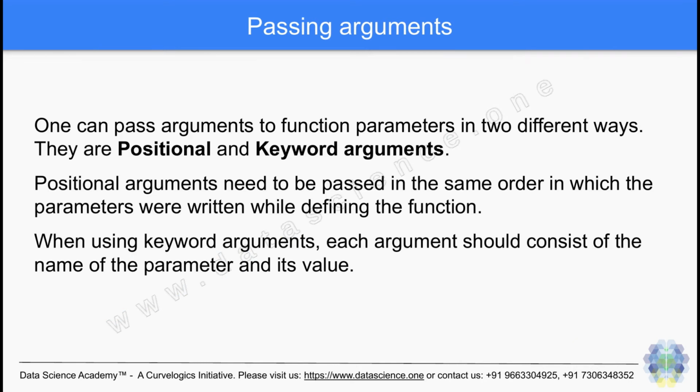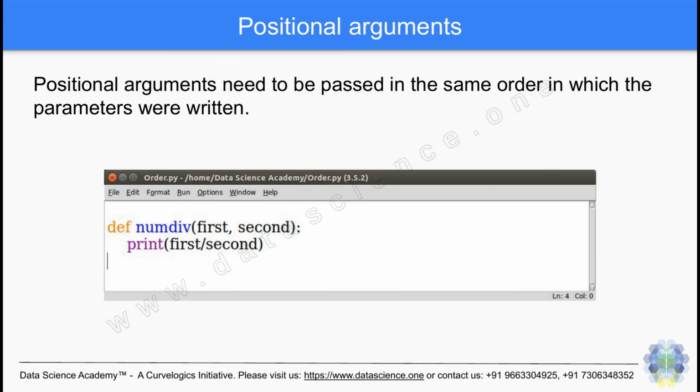One can pass, that is, provide arguments to the parameters in a function in two different ways. They are positional and keyword arguments. Positional arguments need to be passed in the same order in which the parameters were written while defining the function. When using keyword arguments, each argument should consist of the name of the parameter and its value. Positional arguments need to be passed in the same order in which the parameters were written. In other words, the order in which the arguments are passed is important.